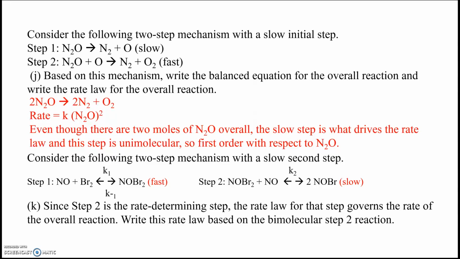And even though there are 2 moles of N2O overall, the slow step is what drives the rate law, and this step is unimolecular. So in fact, I have mislabeled this. This should just be equal to k times [N2O] raised to the first power.